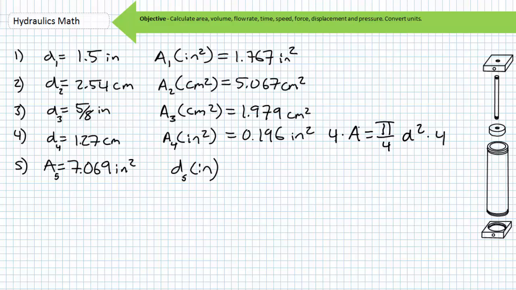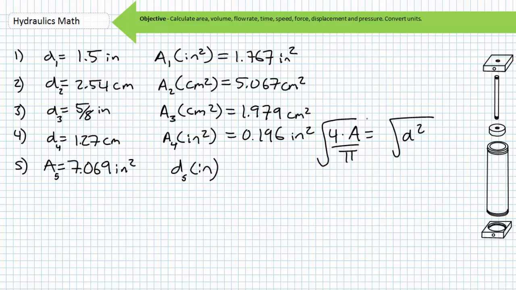We'll start by multiplying both sides by 4. 4 cancels out on the right-hand side. Now we'll divide both sides by pi. Pi cancels out on the right-hand side. d is by itself, but we have not arrived at the solution yet because d is still being operated on by being raised to the second power. We can cancel out this operation by square rooting both sides.